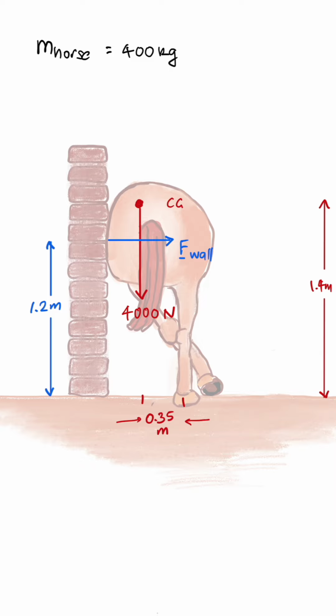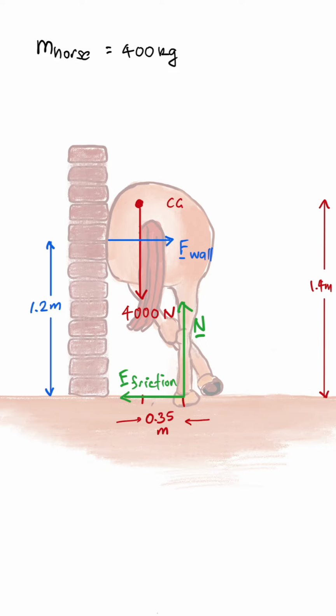There are two other forces not shown, the support force from the ground, which must counteract the weight, and a frictional force from the ground which counteracts the wall force and keeps the horse upright. Static equilibrium means the sum of the forces is zero and the sum of the torques is zero. We can't do much with the sum of the forces because we don't know anything about the sideways ones. So let's look at the torques.